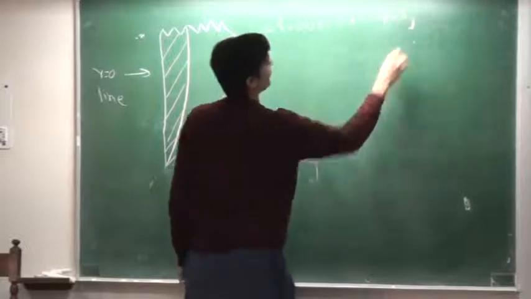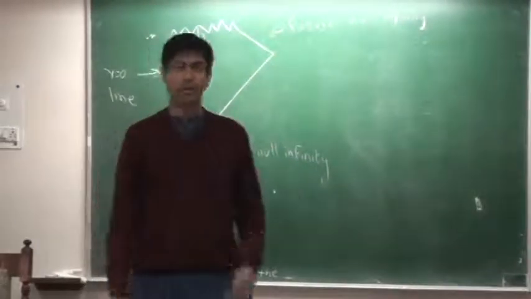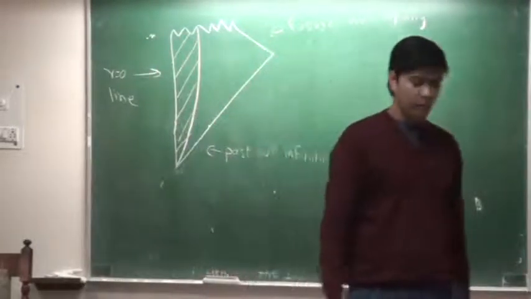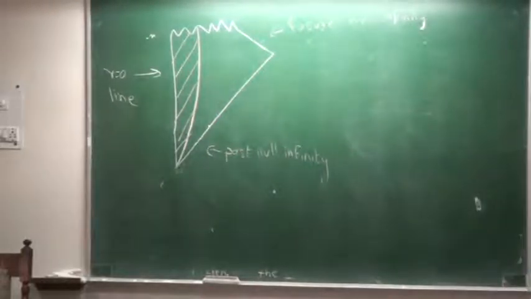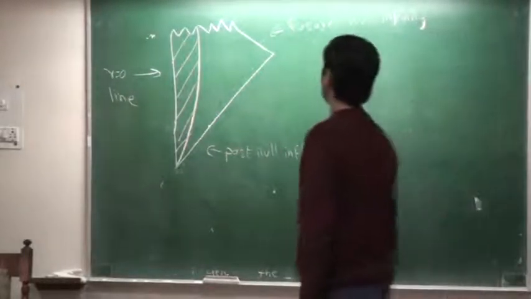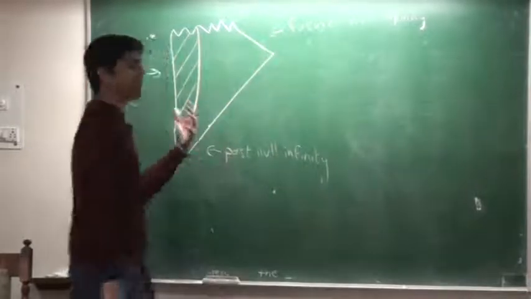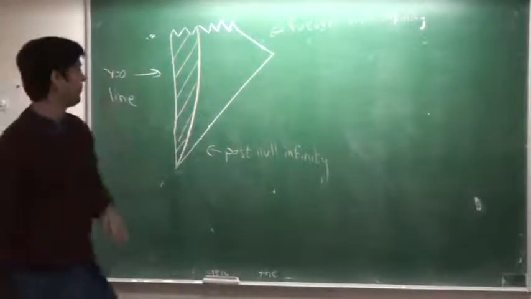Now, what does it mean when you say that you have Hawking radiation? What it means is roughly the following process. You start off in a situation where there are no particles coming from past null infinity. Okay, this is the horizon.